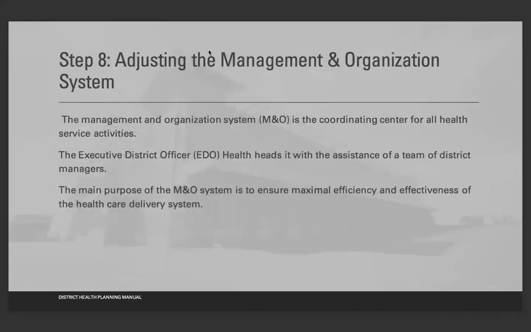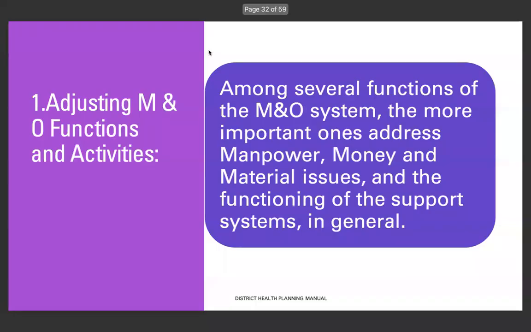Step 8 is adjusting the management and organization system. The management and organization system is the coordinating center for all health service activities. The executive district health officer heads it with the assistance of a team of district managers. The main purpose of the M&O system is to ensure maximal efficiency and effectiveness of the healthcare system delivery.